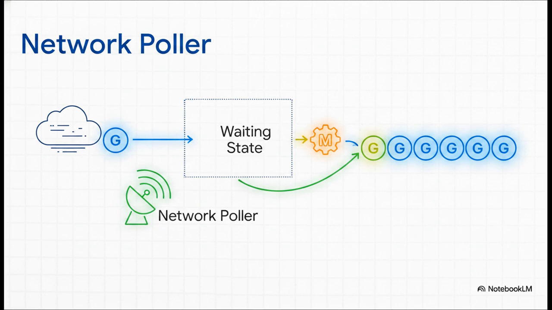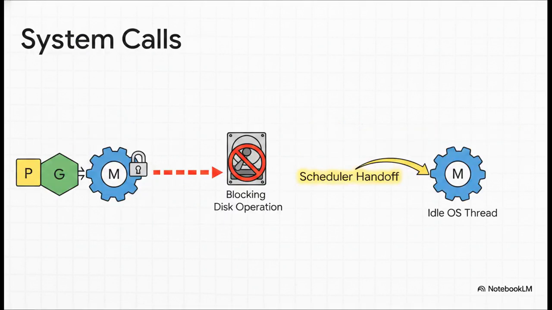When our Go routine makes a network request that just isn't ready yet, it doesn't freeze the OS thread. Instead, the Go routine is moved to a waiting state and essentially parked. The thread is immediately released to go find other work. Once the network data finally arrives, the network poller injects our parked Go routine back into the run queue. It is incredibly efficient.